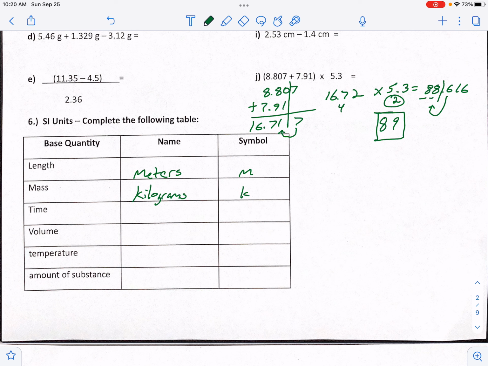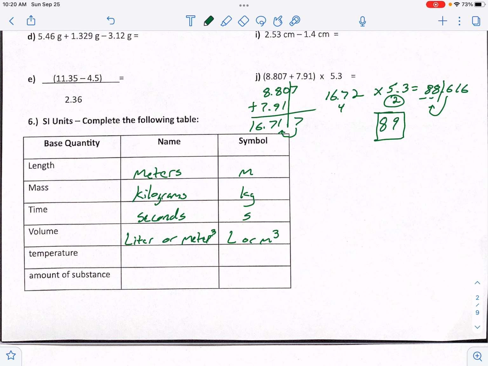And its symbol is going to be kg. Time is pretty easy, it's just seconds, and its symbol is just the letter S. Okay, volume can be liter or meters cubed. Either one will work. So if you want to do L for liter, or you can do M cubed. Now the reason why is because the equation for volume is length times width times height. So M times M times M gives you M cubed.